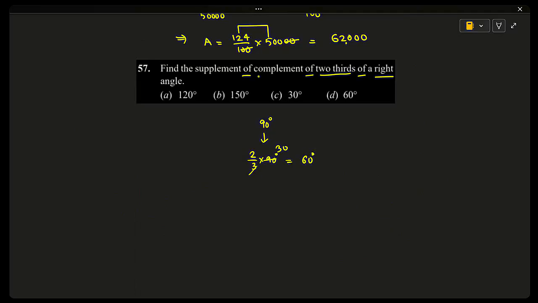Now again going back, complement. How to find the complement? Subtract it from 90. So 90 minus 60 is going to be 30. And finally we have to find supplement. Supplement means subtract from 180. So we'll be getting 180 minus 30 is going to be 150 degrees. That is option B.